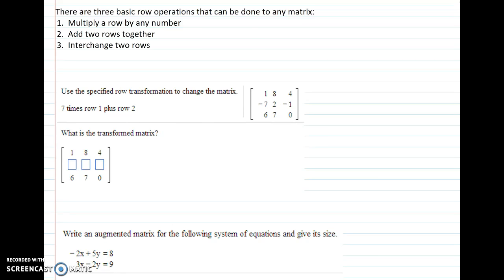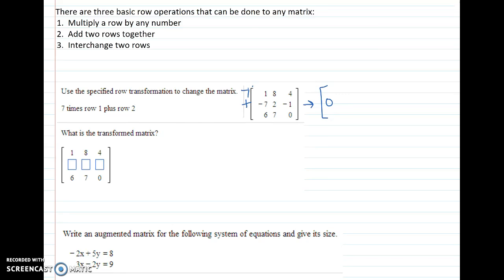Okay, so this example says we're going to have 2 row operations that they want us to do. They want us to multiply row 1 by 7, and then add it to row 2. So what we're going to do is take 7 times each of these elements, each number, 1, 8, 4, and we're going to add that to the second row. So our new second row looks like, let's see, 7 times 1, and then add it to -7 gives us 0. And then we're going to move over.